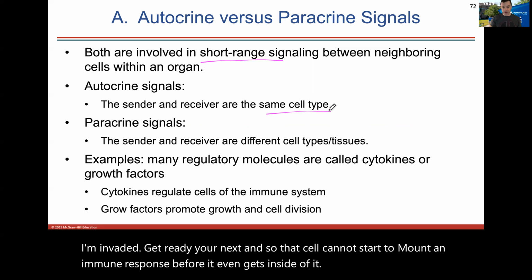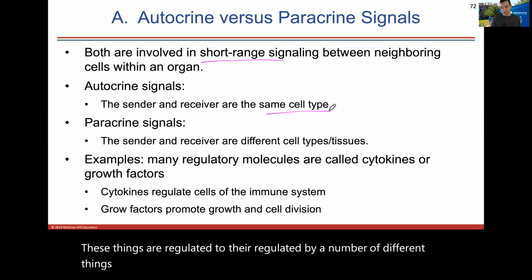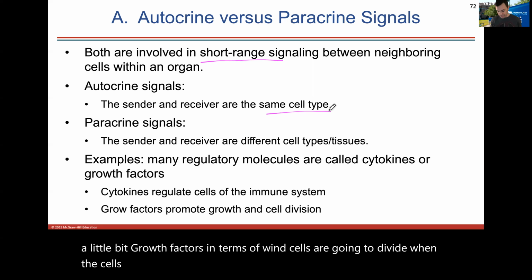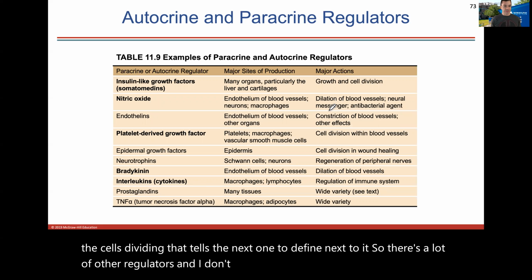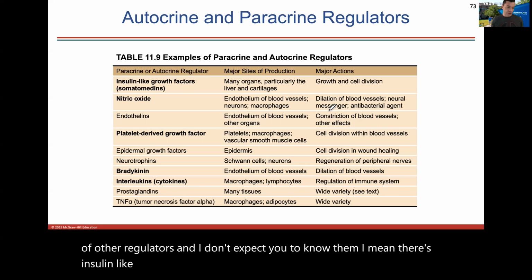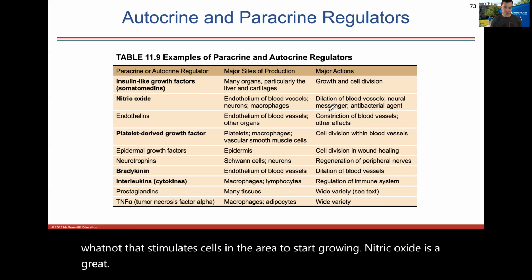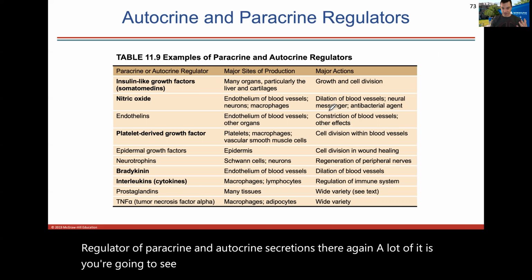These things are regulated too. They're regulated by a number of different things. Cytokines, we'll talk about those when we get to the immune system a little bit. Growth factors in terms of when cells are going to divide. When the cell's divided, that tells the next one to divide next to it. So there's a lot of other regulators, and I don't expect you to know them. I mean, there's insulin-like growth factors, again, growth hormone and whatnot, that stimulates cells in the area to start growing. Nitric oxide is a great regulator of paracrine and autocrine secretions there. Again, a lot of it, as you're going to see, there is macrophage.